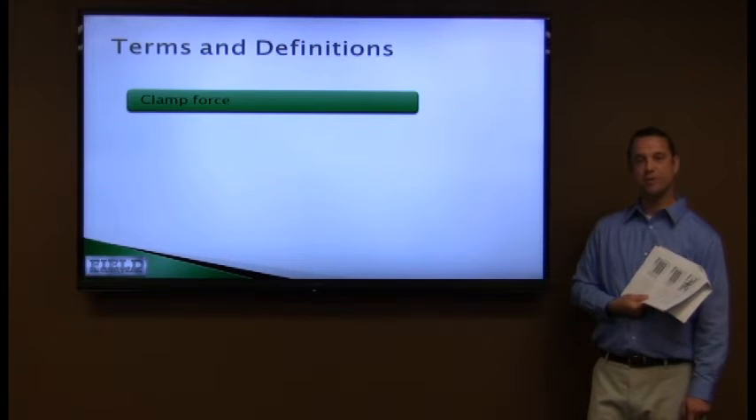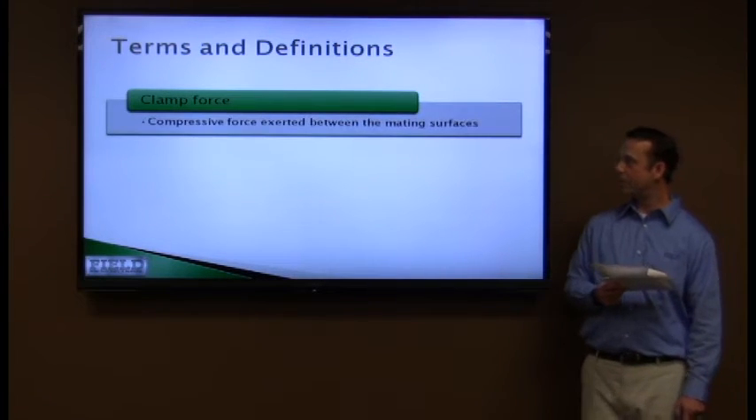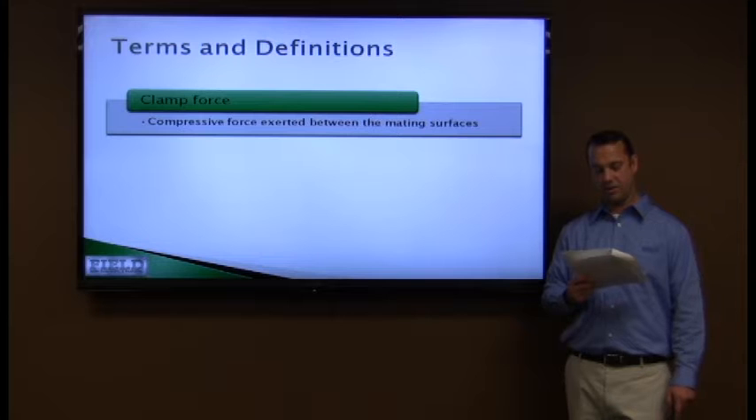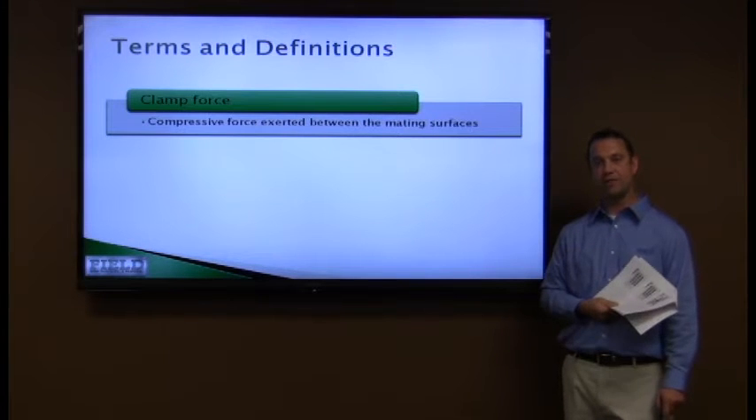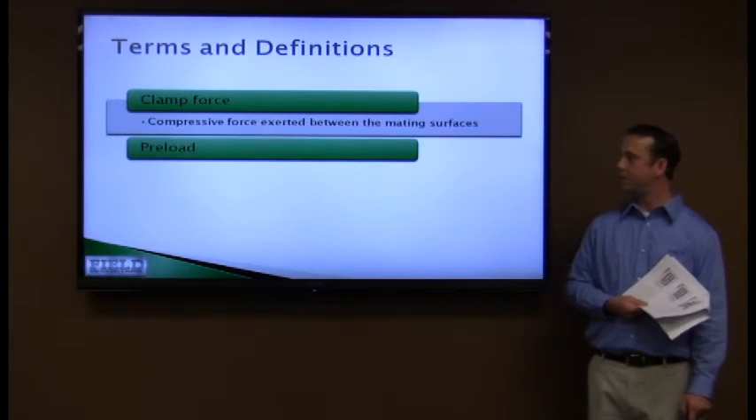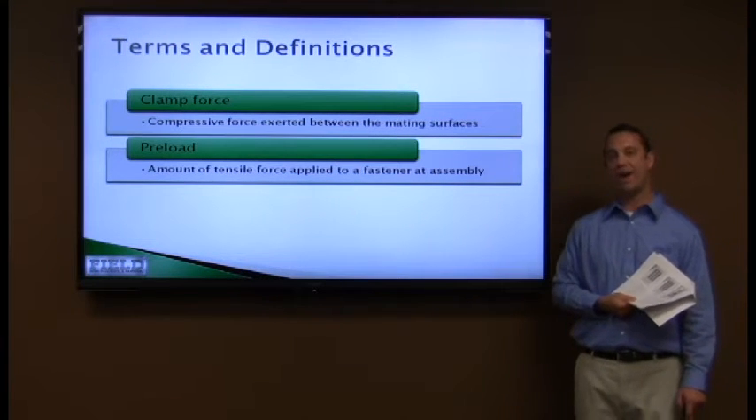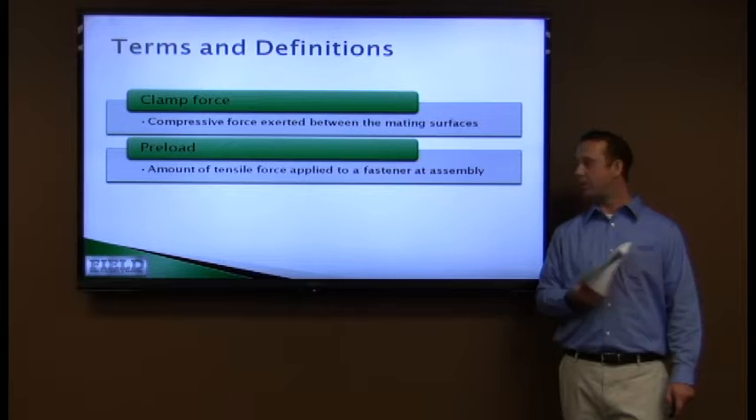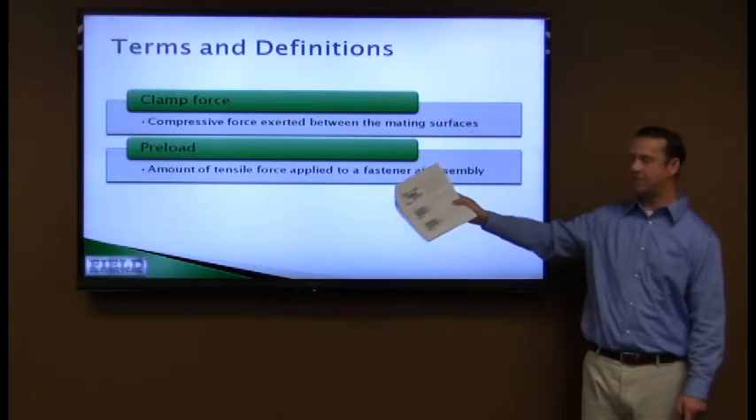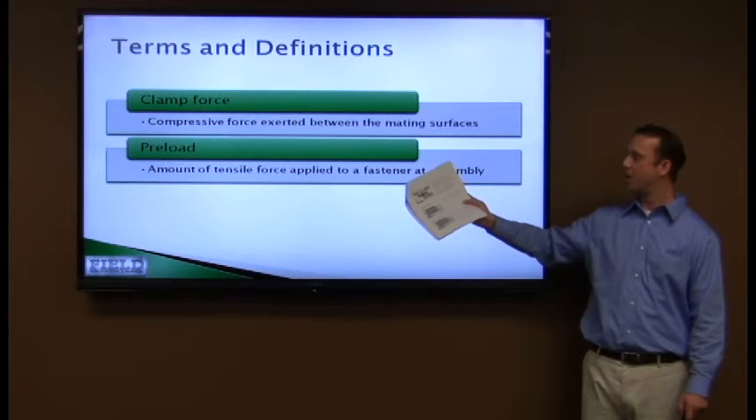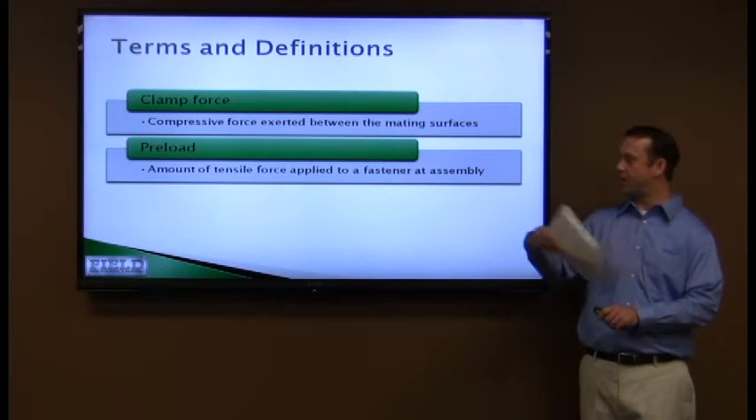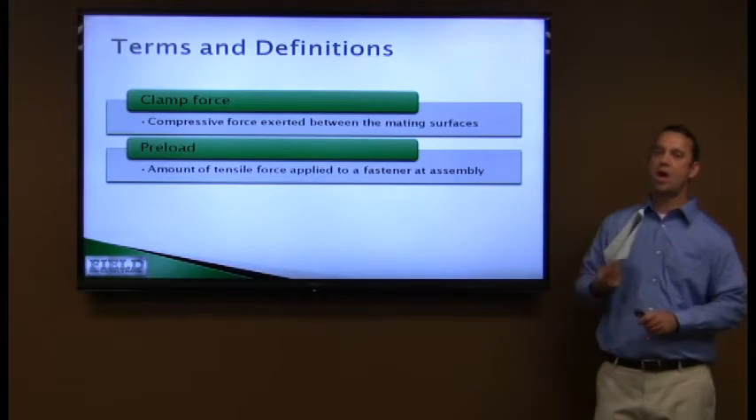So let's go through a couple of terms right here. First, we've got clamp force, which is the compressive force extended between the mating surfaces of the joint. We've also got preload. Preload is the amount of tensile force in the fastener at assembly. Now, this is a little bit different because this does specify this is at assembly, right here. So the amount of tension in your joint is only at that point in time.